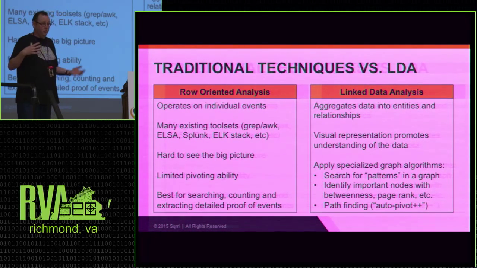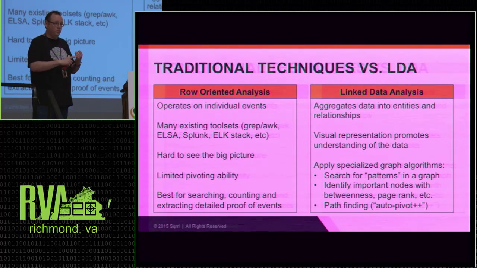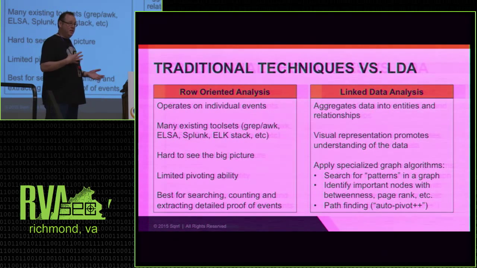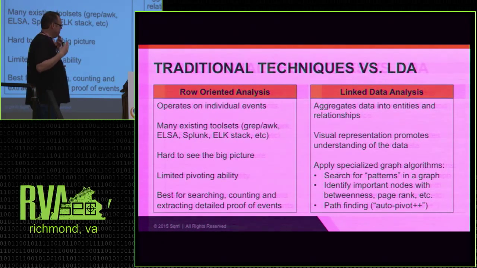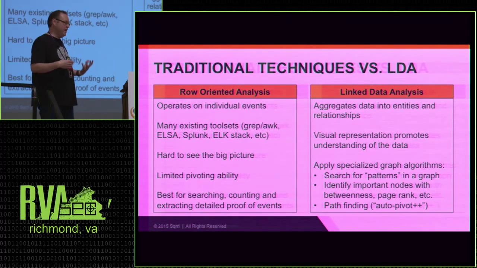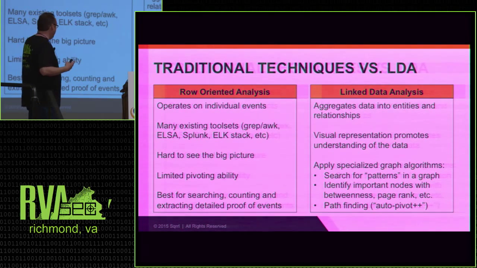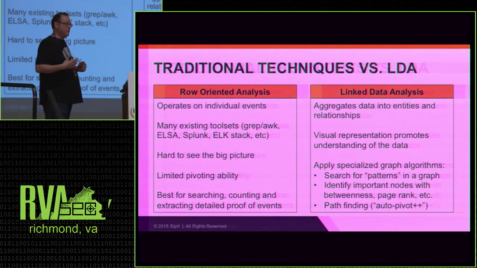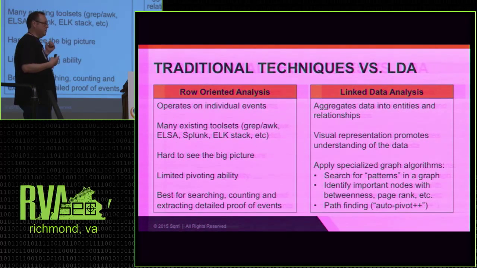It's really good, though, for searching. If you just have a string, like an indicator or a domain name, and you want to know if it occurs in your logs, certainly row-oriented analysis is probably your best choice. Anytime you want to do counting, some basic statistics, all that, especially if you want the detailed proof, because the row-oriented events give you the most detail about every single event. So when you've completed your investigation, no matter whether you used row-oriented or linked data analysis, you will almost certainly need to go back to the individual logs to extract them and prove what happened.